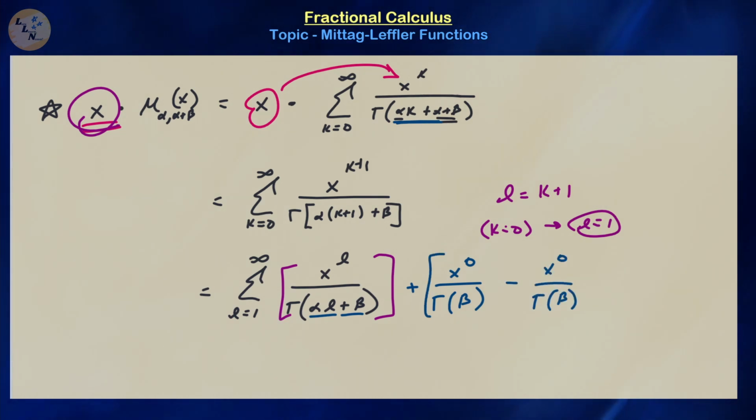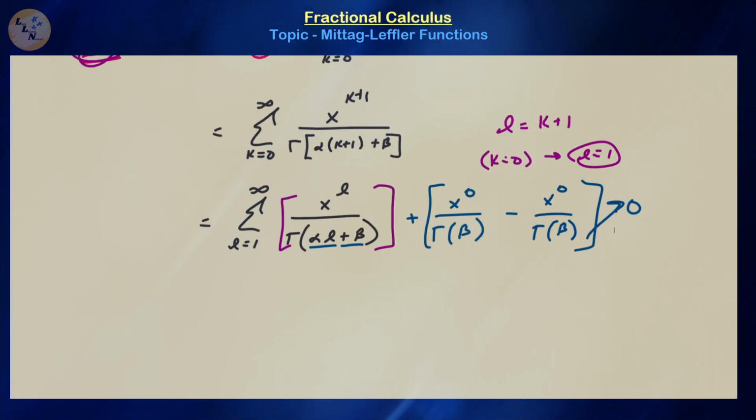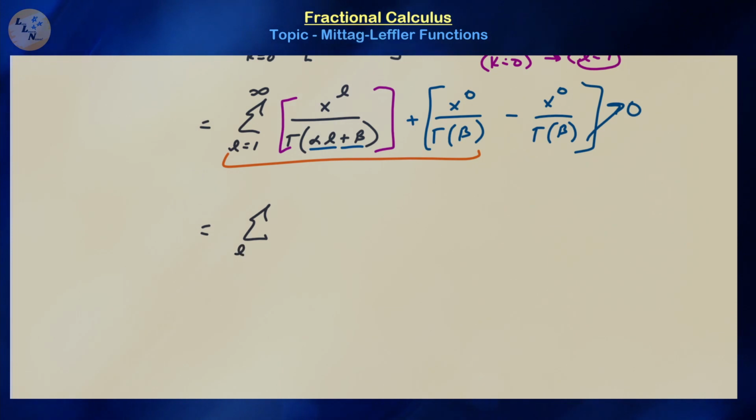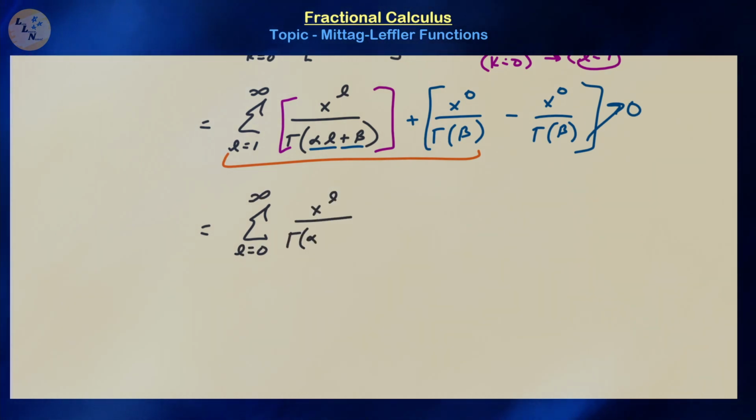So I'm just adding the same exact term, so I'm not really changing anything because that is just equal to 0. So now I can start to regroup things. I can group these two terms together and write them as a series. So it's going to be the sum from L equals 0 to infinity of x to the power of L all over gamma of alpha L plus beta.